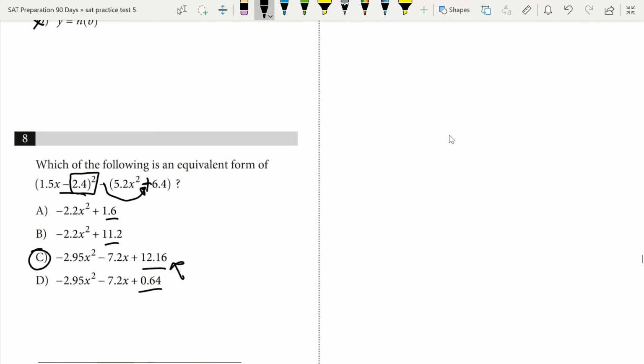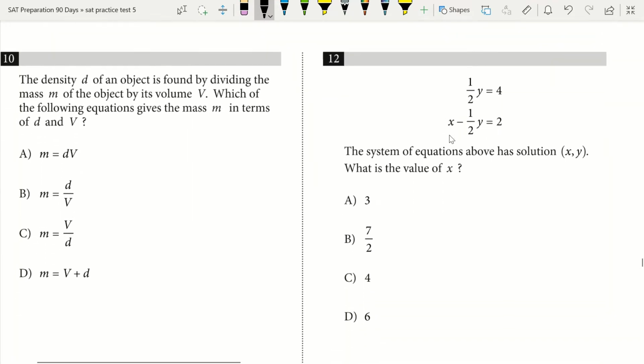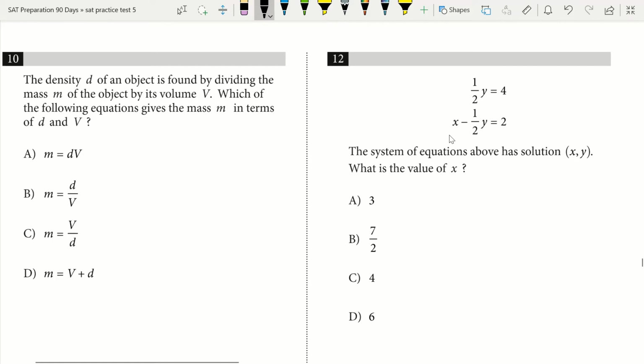Now we can move on to number 10. All right, the density D of an object is found by dividing the mass by the volume. Which of the following gives M in terms of D and V? Okay, well I know that my density equals M over V. I've got to solve for M, so multiply each side by V. And I see that M equals D times V, which is answer choice A for number 10. So that one right there, pretty simple.